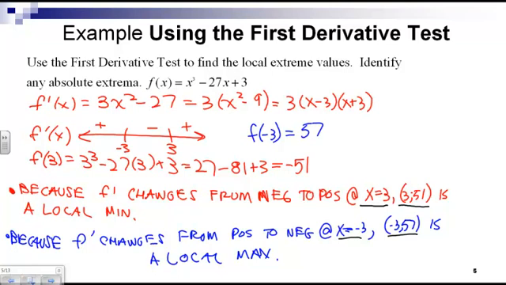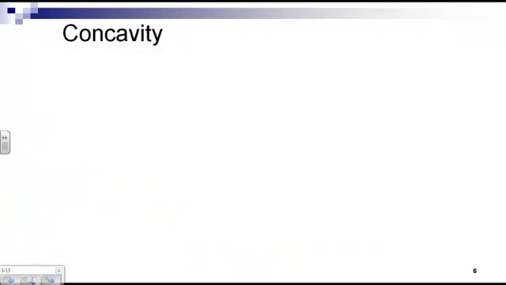All right? So there's the first derivative test in action. How about we go on to another slide? Concavity. I'll give you examples.